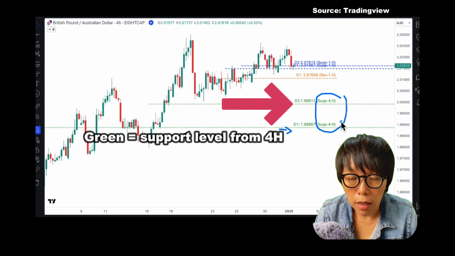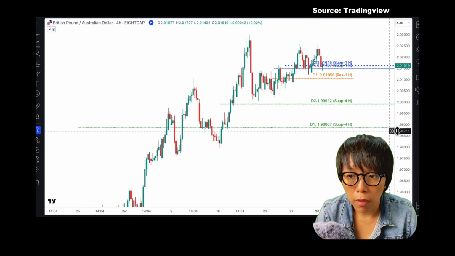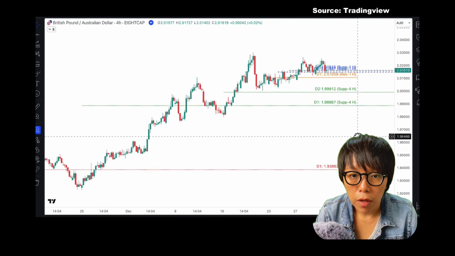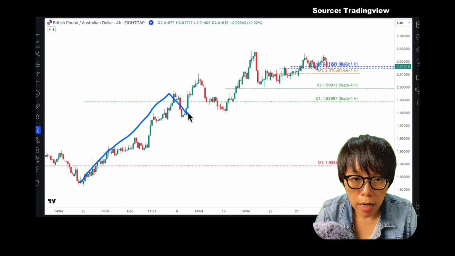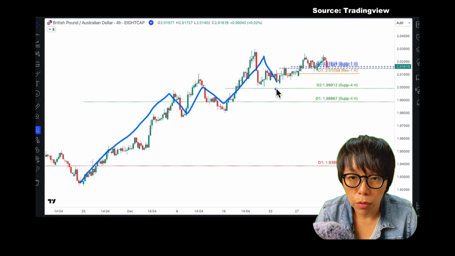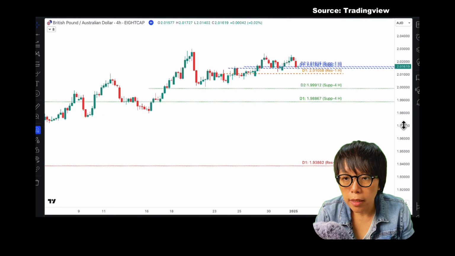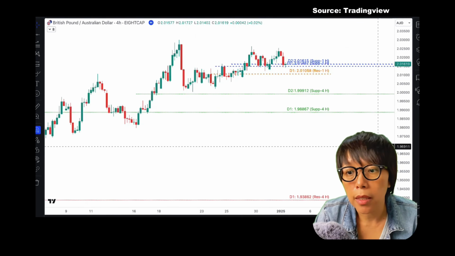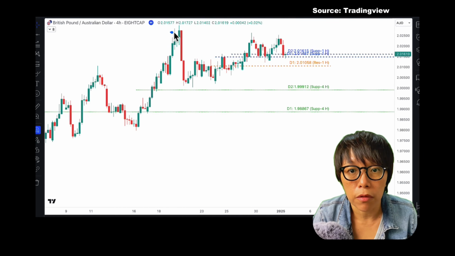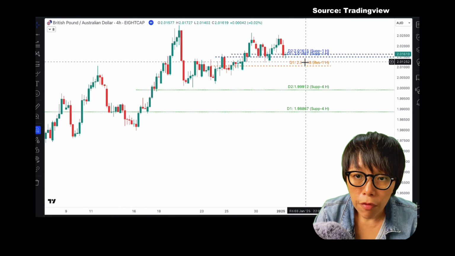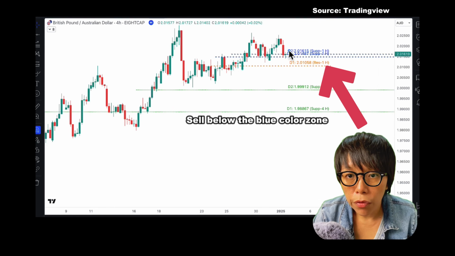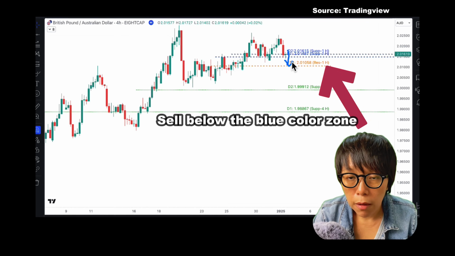So the green color will measure the support levels where this major, or slightly more major, trend will give rise. So the whole idea is that if I've probably suspected that there is a resistance here and I'm going to sell, then I would sell on the break of price below the blue color zone here.